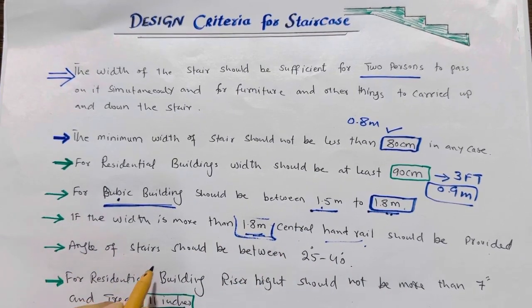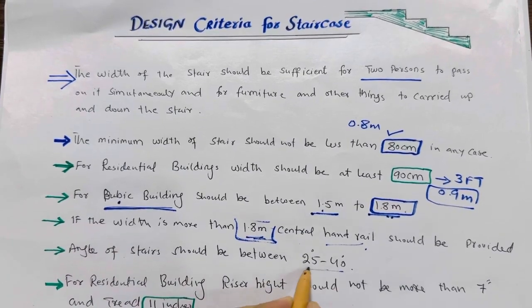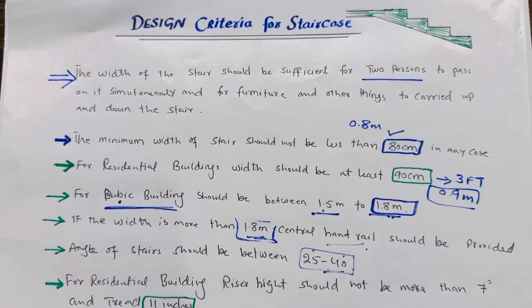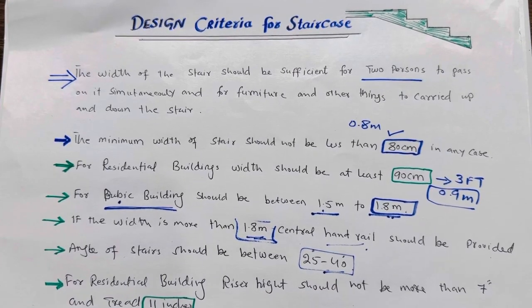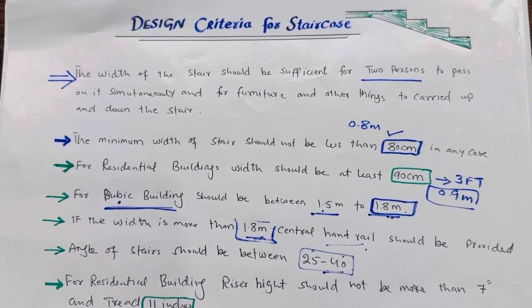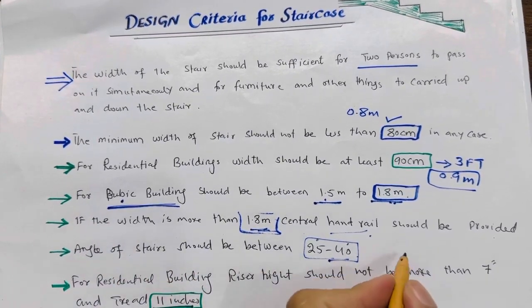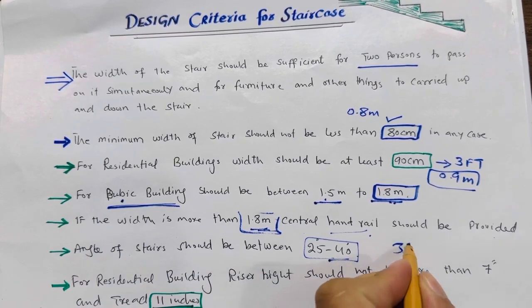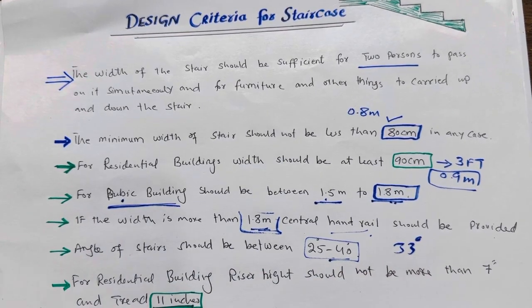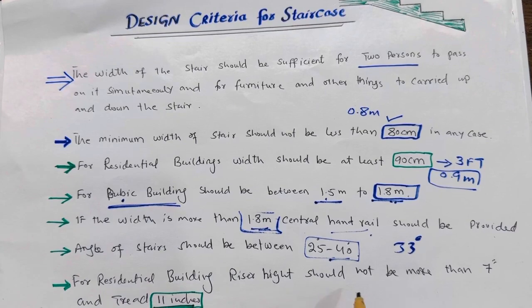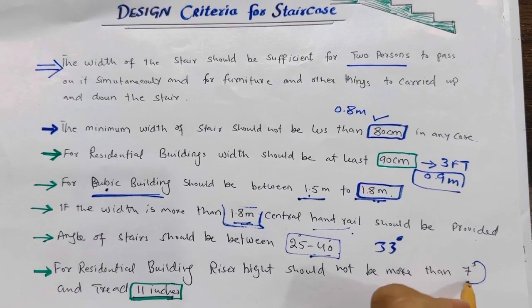Next, the angle of the stair should be between 25 to 40 degrees. Otherwise, if you go more than 40 degrees, it is very difficult to use, especially for commercial or residential buildings. It should be within this range, but normally I recommend you use 33 degrees as the best. Next, for residential buildings, the riser height should not be more than 7 inches.